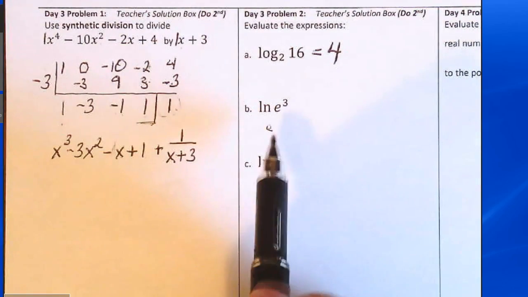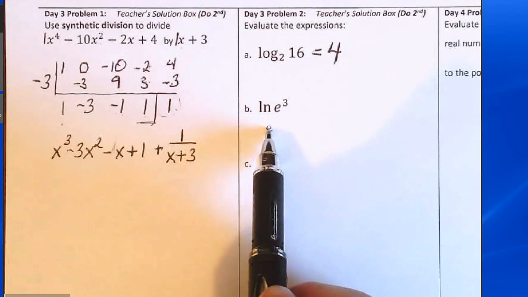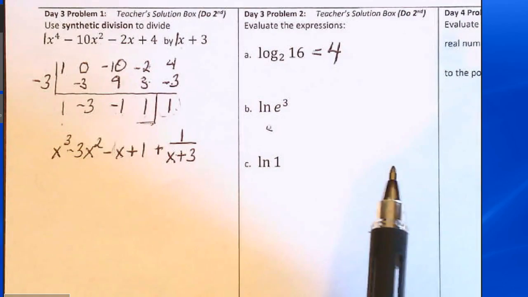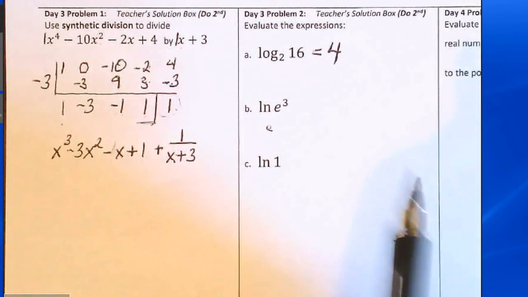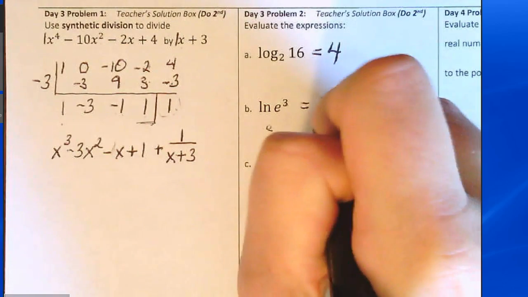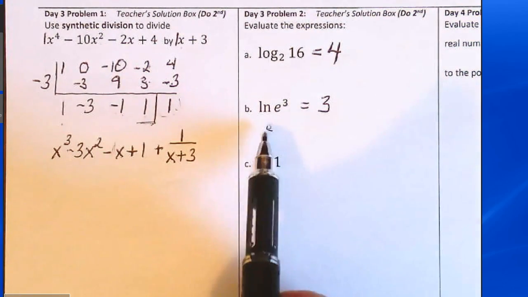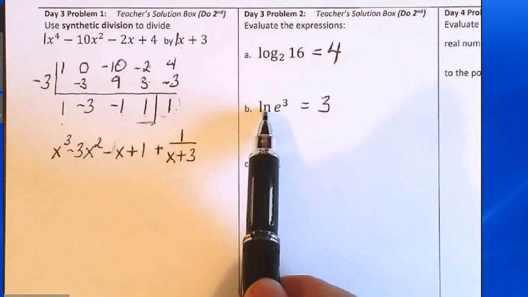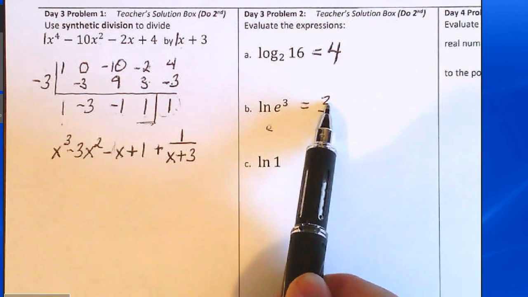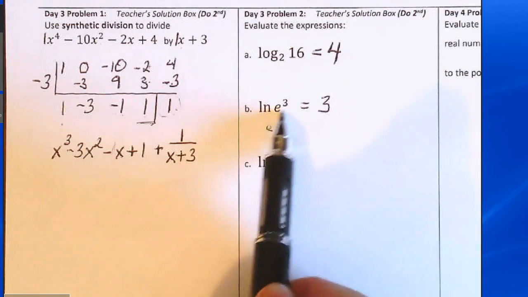So let's ask the question, e to what power makes e to the 3rd power? e to what power makes e to the 3rd power? And that answer is 3. Natural logs have base e. e to the 3rd power equals this expression.